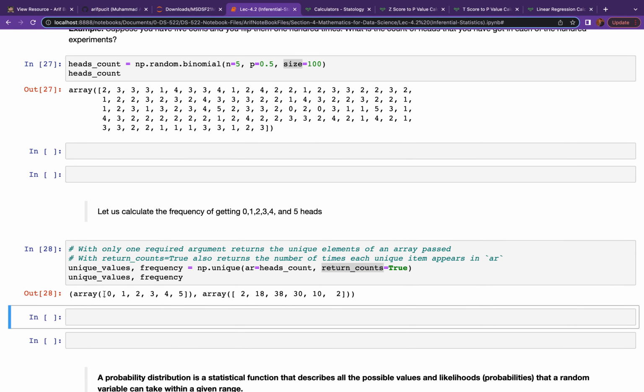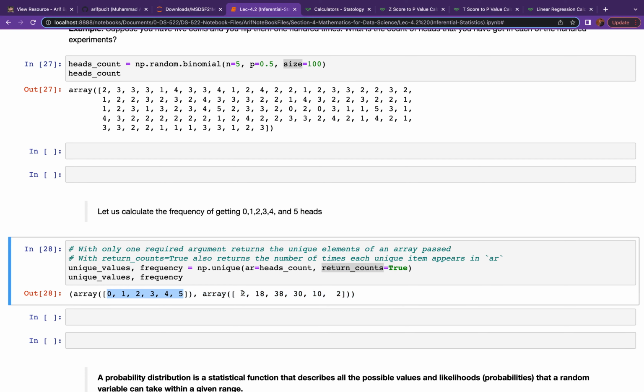So these are the unique values in this array: 0, 1, 2, 3, 4, 5, and these are the counts. This value of 2 shows that we have got 0 heads twice, and over here as well this value of 2 shows that we have got 5 heads twice, and this 38 over here shows that we have got 2 heads 38 times. I hope this output is making sense to you all.